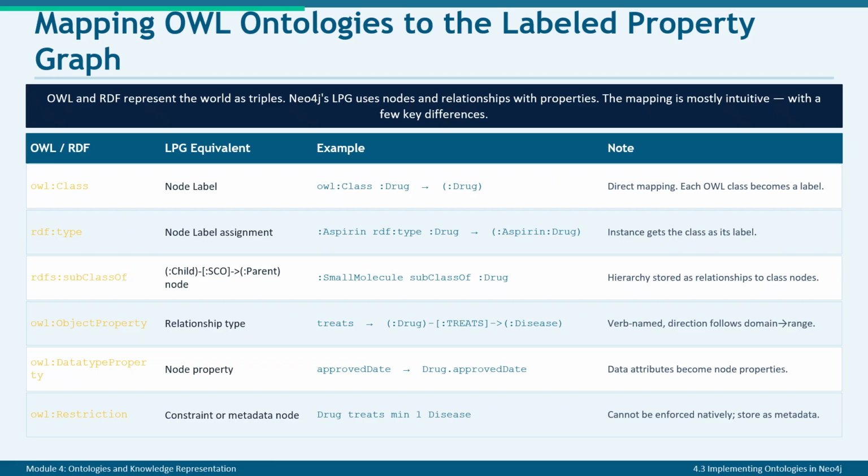The one place where the mapping gets complex: OWL restrictions. OWL restrictions say things like, a drug treats at least one disease. Neo4j has no native enforcement for this. You handle it as a constraint through Cypher or store it as metadata on the property node. This is the main expressiveness you lose in the OWL to LPG translation.